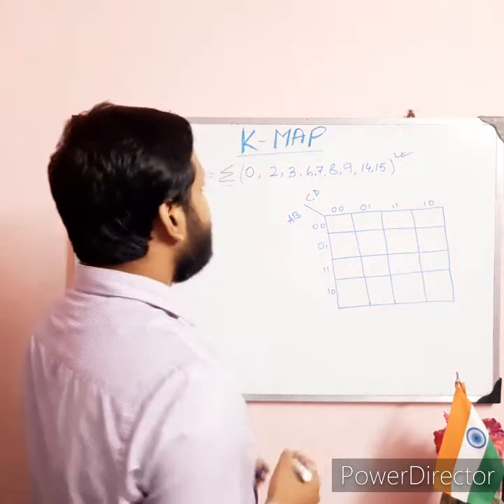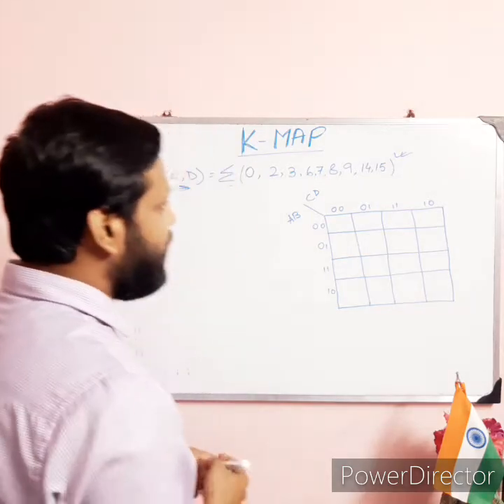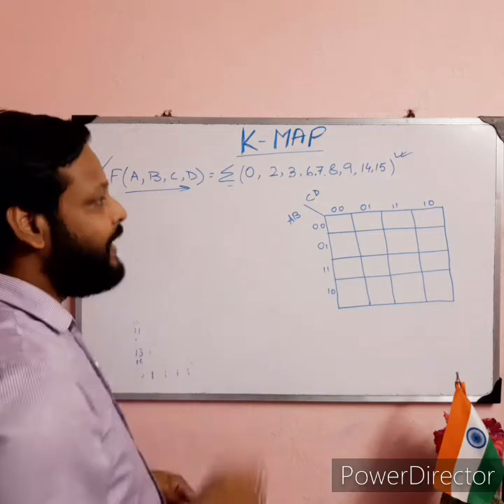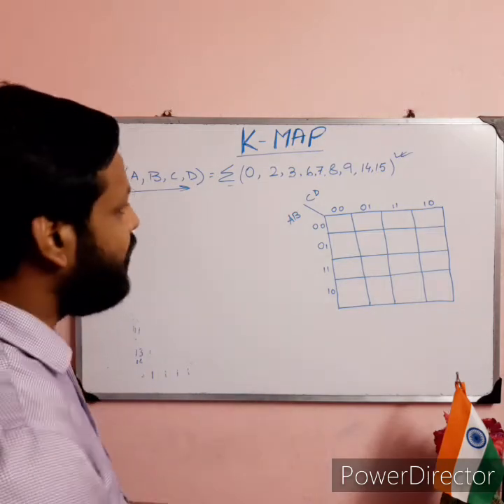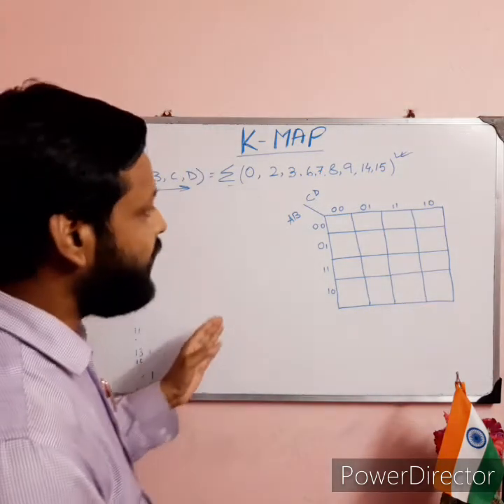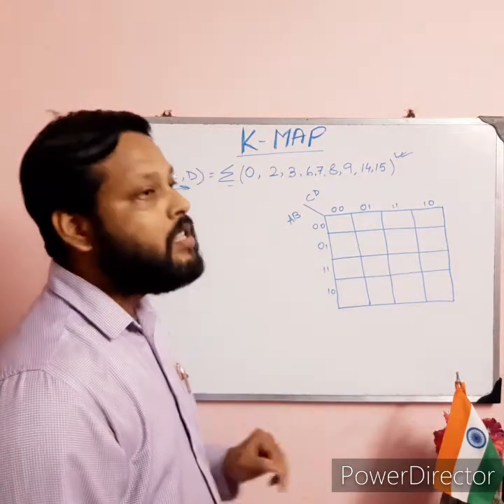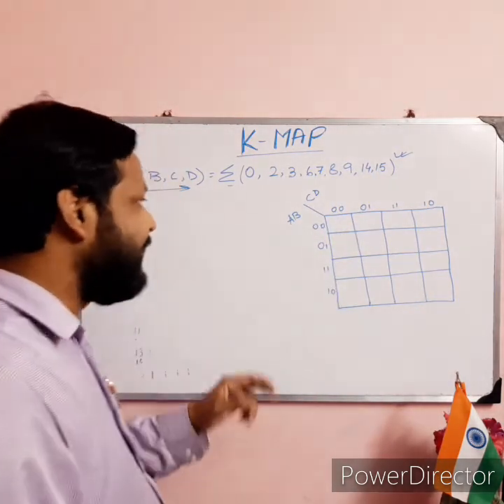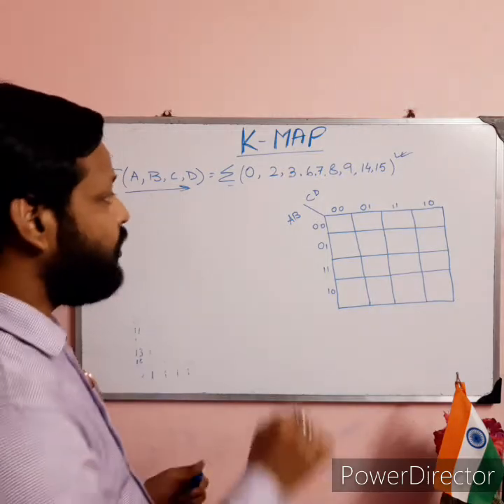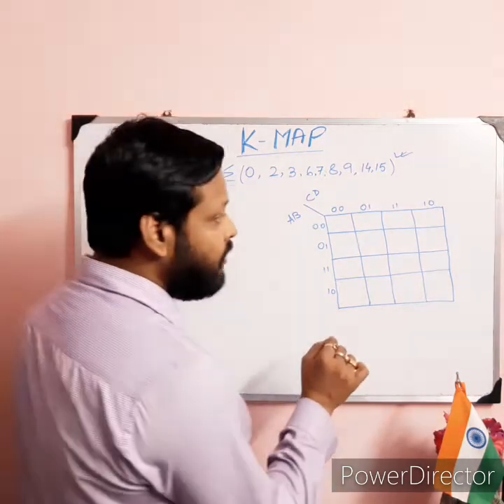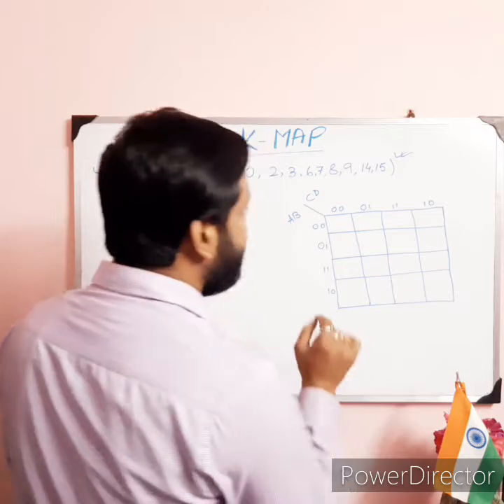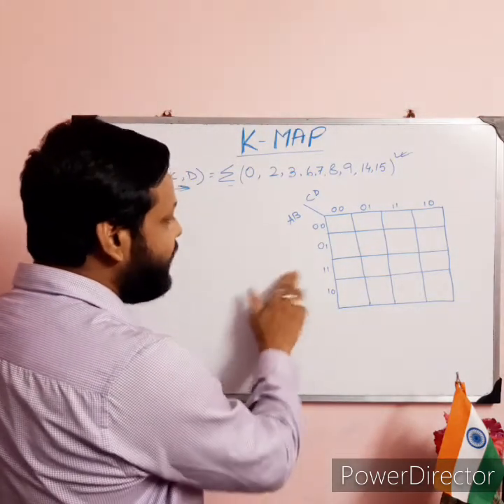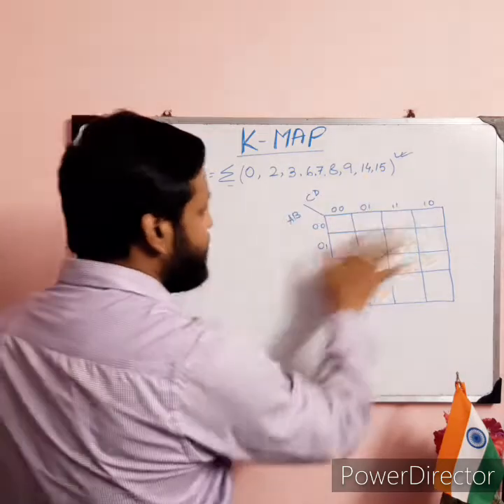Why 2? As per the rules of K-map, we have to give the identifications of this row and column as per Gray code. If you remember the Gray code, the Gray code of 2 is 1, 1 and the Gray code of 3 is 1, 0. Again I repeat, the Gray code of 3 is 1, 0 and the Gray code of 2 is 1, 1.